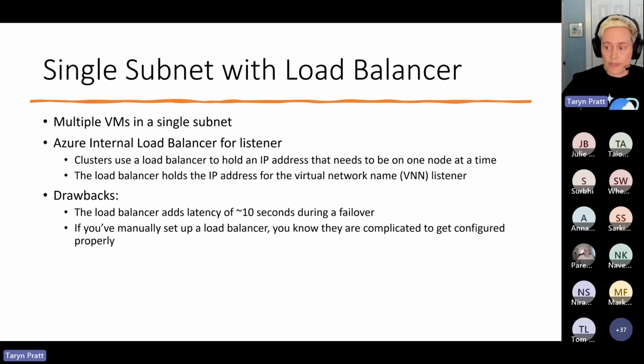In order to do this one, because of the way Azure works, there's a floating IP that moves around in Azure. You have to have an internal load balancer to hold the IP addresses for the listener. So it holds the IP address for the cluster. It also holds the IP address for the listener. And you've got what is called a virtual network name as the listener.